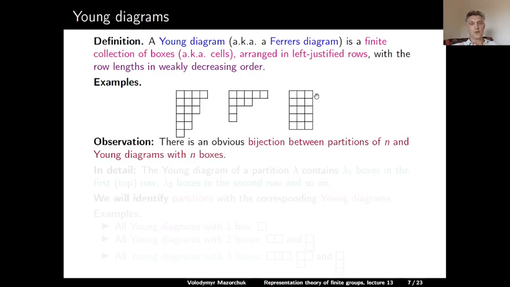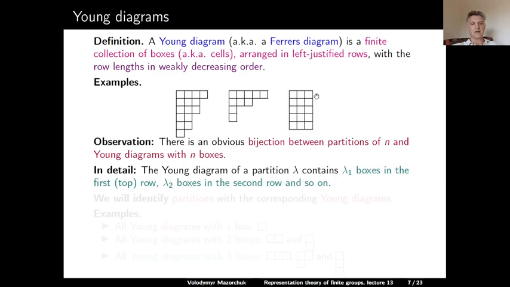There is, of course, an obvious bijection between partitions of n and Young diagrams with exactly n boxes. So the Young diagram of a partition lambda contains lambda 1 boxes in the first row, lambda 2 boxes in the second row, and so on. And it is usually convenient to identify partitions with the corresponding Young diagrams.